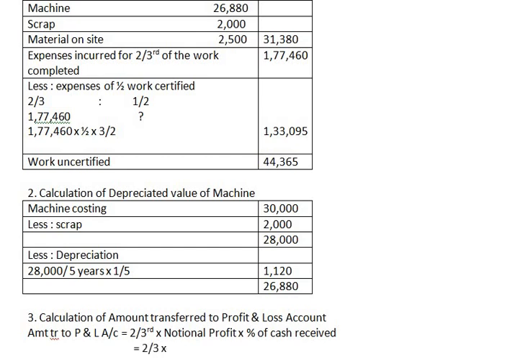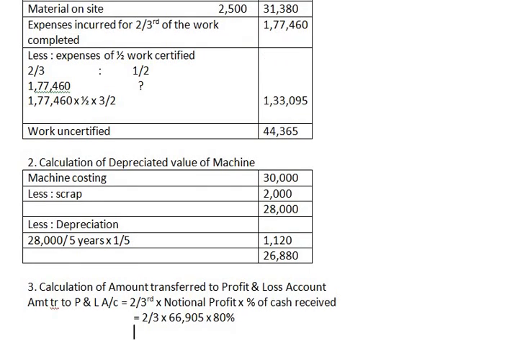Which is equal to 2/3 into notional profit, which is 66,905, into 80%. Calculate. 35,683.